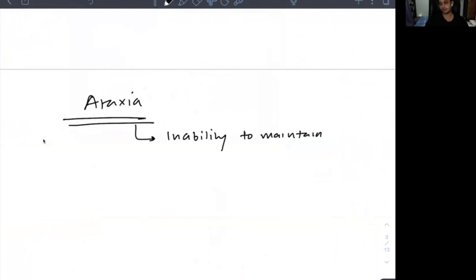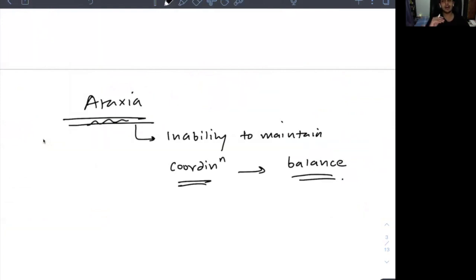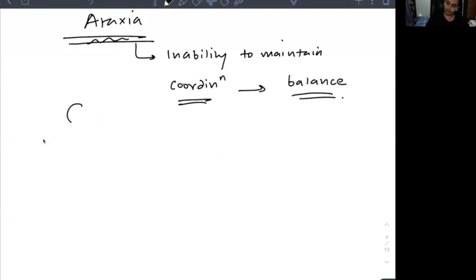So, what is ataxia? Ataxia is inability to maintain coordination. And this mainly refers to maintaining balance. So if you are unable to maintain balance, you will have ataxia. Now, ataxia does not equate to a cerebellar problem. You can have loss of balance because of multiple things. So because this is important, we'll look at it a little bit more in detail.